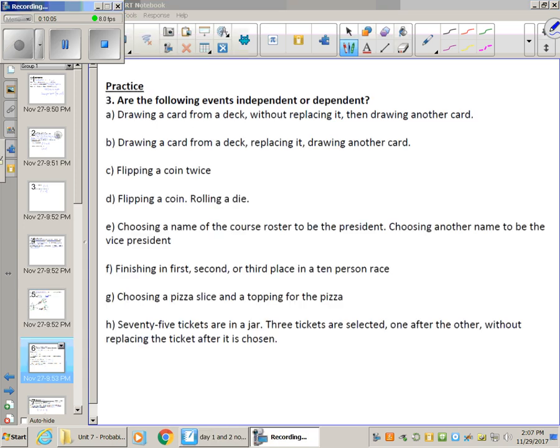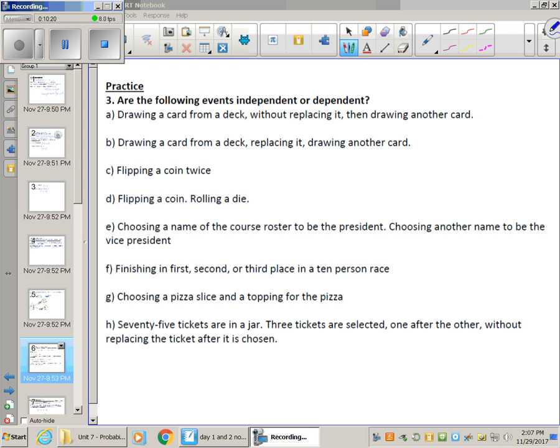All right, let's look at some examples of independent and dependent situations. Are the following events independent or dependent? These are common questions, common scenarios that you might be asked to identify as independent or dependent.